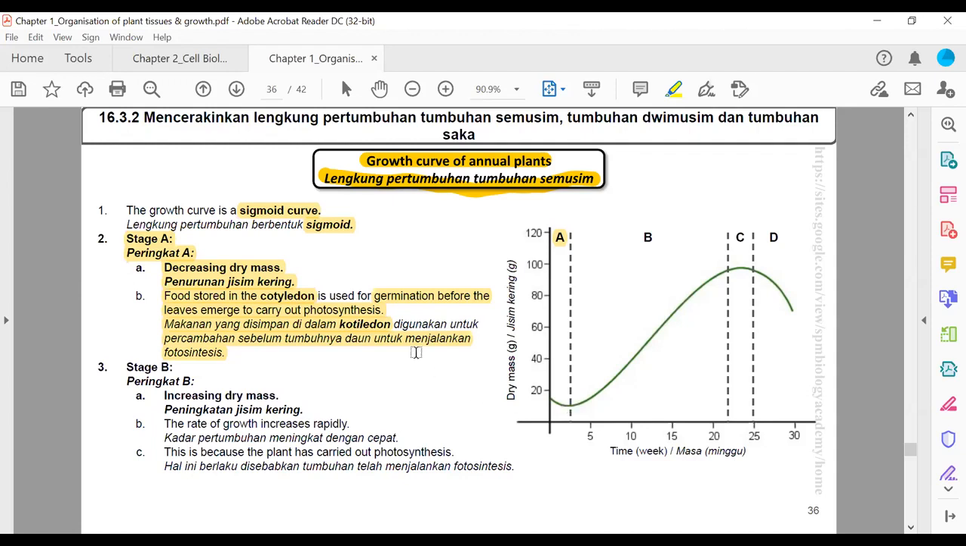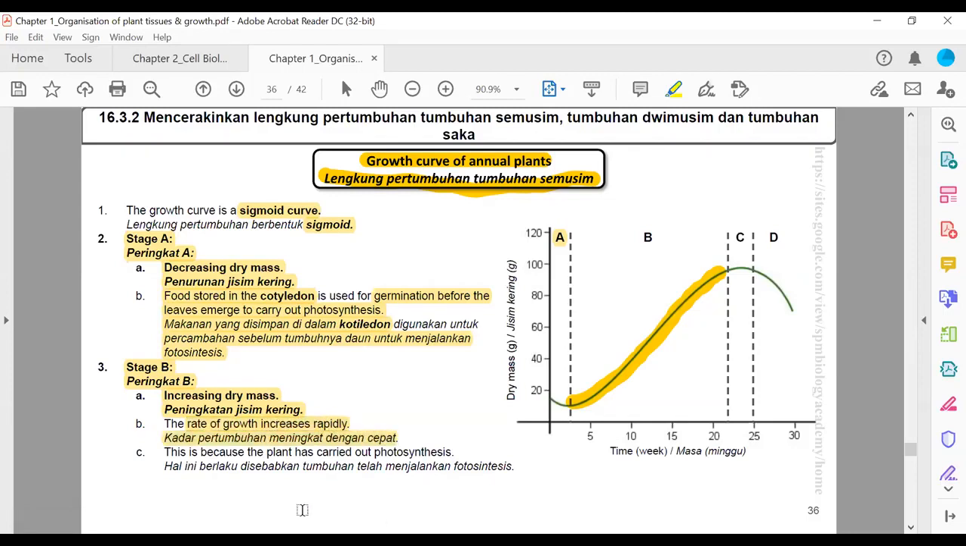Okay. Stage B. So stage B shows positive growth. The dry mass increases. So why does the dry mass increase? Increasing dry mass, peningkatan jisim kering. So what causes their dry mass to increase? Showing positive growth. The rate of growth increases rapidly. Kadar pertumbuhan meningkat dengan cepat.